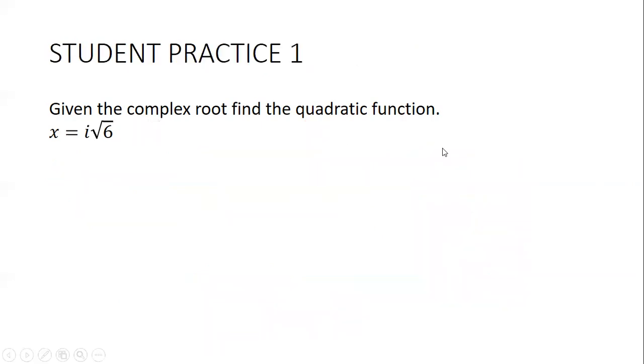All right. Okay, so you guys are going to do it. But I gave you only i square root of 6. So if you have positive i square root of 6, how are you going to find your other one? Oh, you don't say. All right. Okay, I'm going to stop talking. Let's see what you can do in 2 minutes.